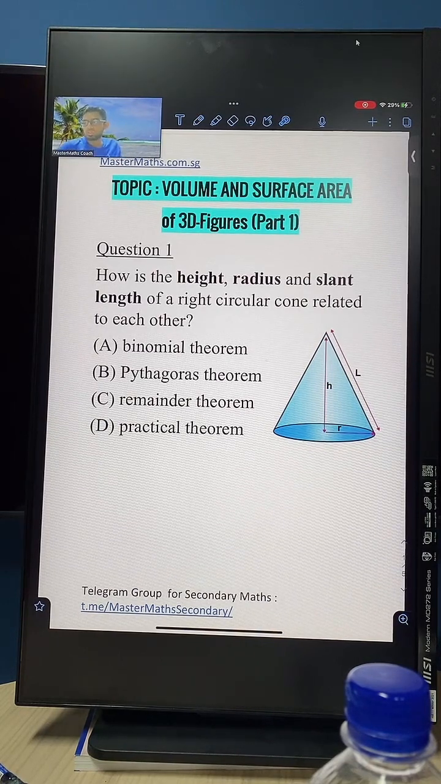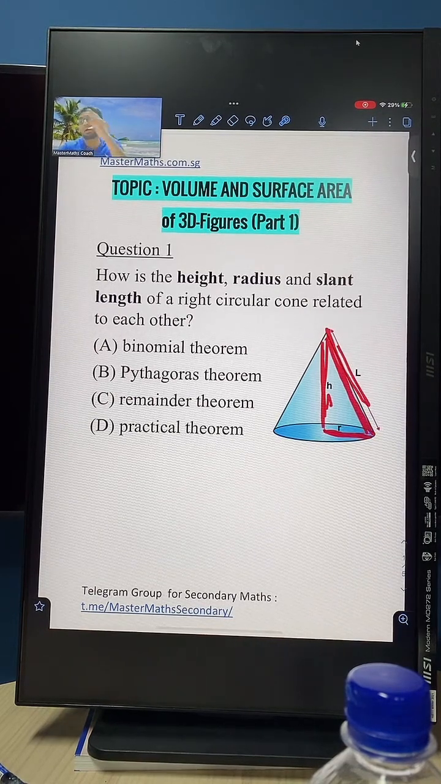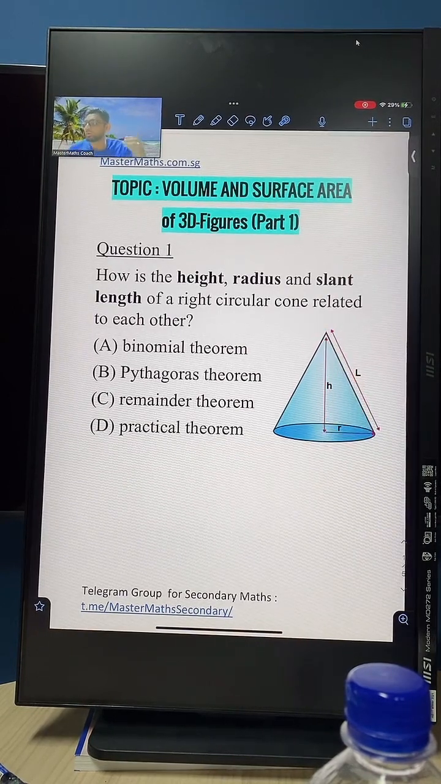Okay, so the question is this. How is the height? The height is over here. How is the height, the radius, and the slant length? Over here, the slant length. How are these three lengths related to each other? How in the world are they related to one another?